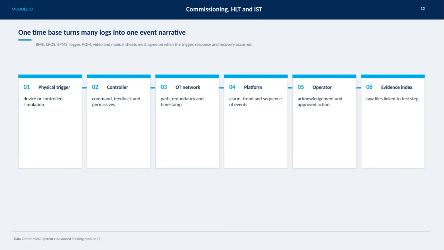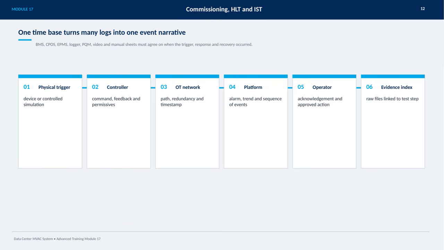On this slide, we see how a single time base is crucial for turning multiple logs into one clear event narrative. It's important that all the systems involved, like the building management system, control points, emergency power management system, loggers, power quality monitors, video recordings, and even manual sheets, are synchronized. They need to agree on exactly when the trigger, response, and recovery happened.